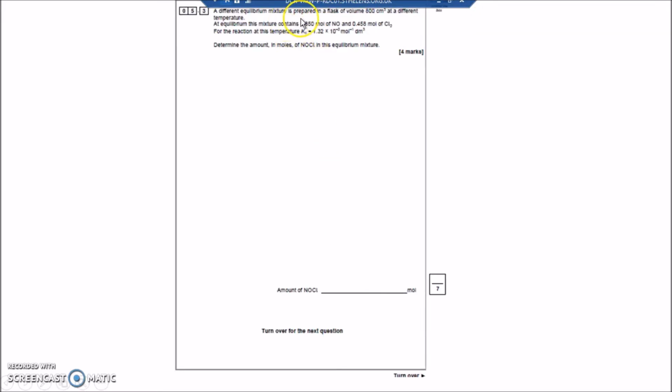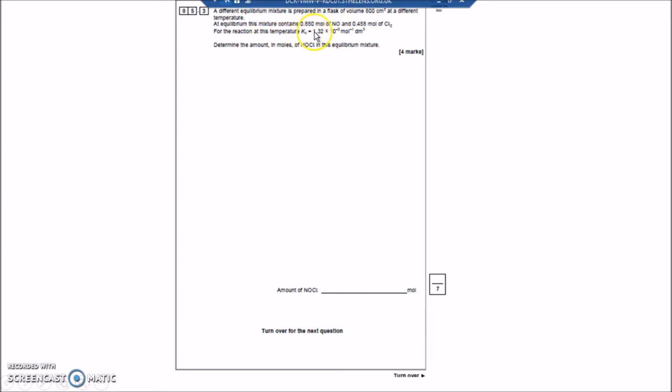A different equilibrium mixture is prepared in a flask of 800 centimetre cubed. Remember, 800 centimetre cubed is 0.8 decimetre cubed. To turn centimetre cubed up into a higher unit value of decimetre cubed, I divide by 1000, 0.8 decimetre cubed. That'll be important in a moment. At equilibrium, this mixture contains 0.85 moles of NO and 0.458 moles of Cl2. At this temperature, Kc is 1.32 times 10 to the minus 2.